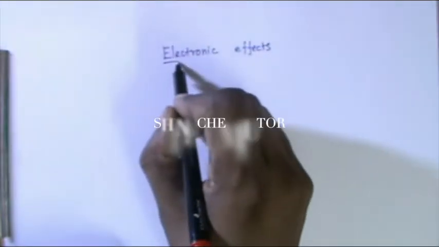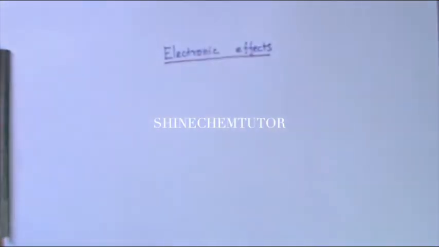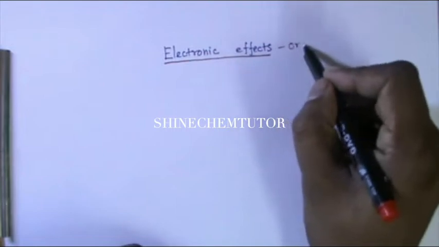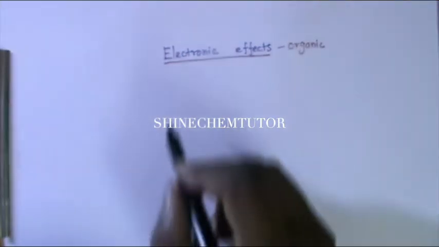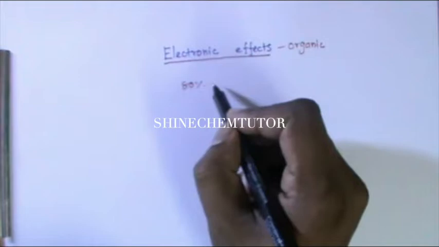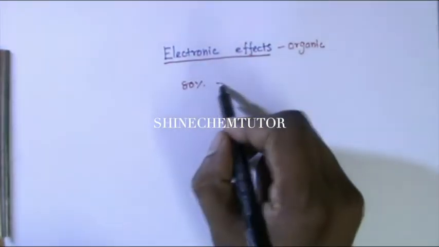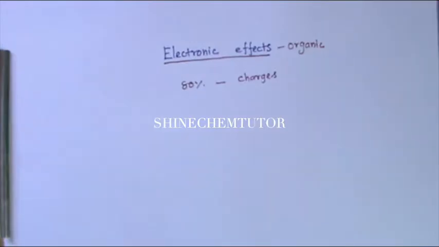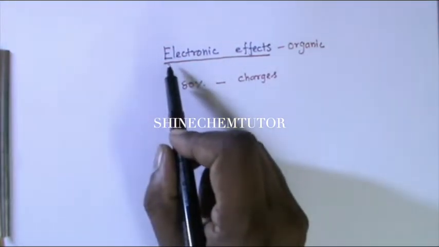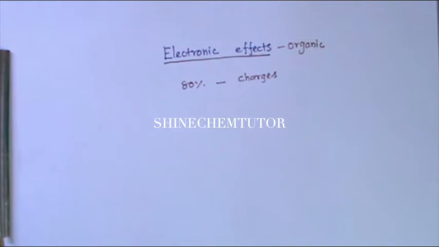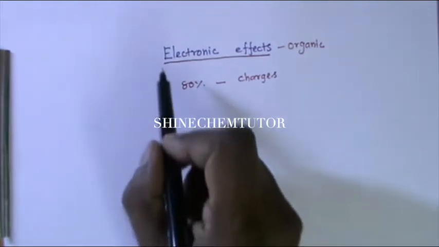In this video, we are going to discuss the electronic effects in organic chemistry. You may know that around 80% of organic reactions involve charges. There will be positive and negative charge. It will combine together to give the product. So it is very important to know where the minus charge and plus charge will be present and what will be the effect. So that is nothing but electronic effect.